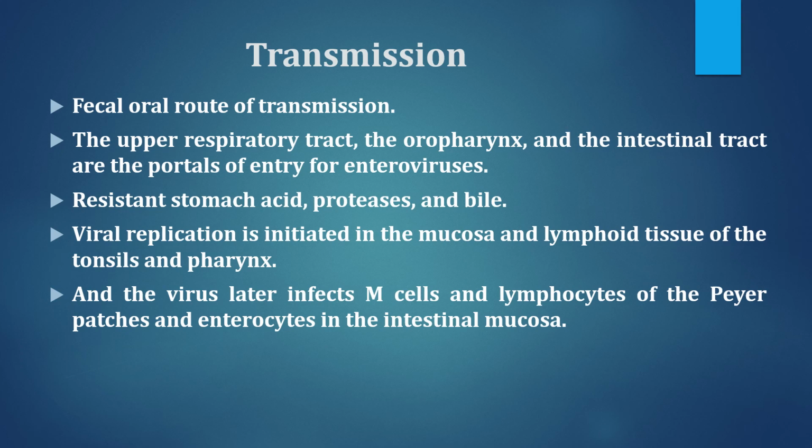Due to the naked capsid structure, polioviruses are resistant to stomach acid, proteases and bile. Viral replication is initiated in the upper mucosa and lymphoid tissues of the tonsils and pharynx, and the virus later infects the M cells and lymphocytes of the Peyer's patches and enterocytes in the intestinal mucosa.